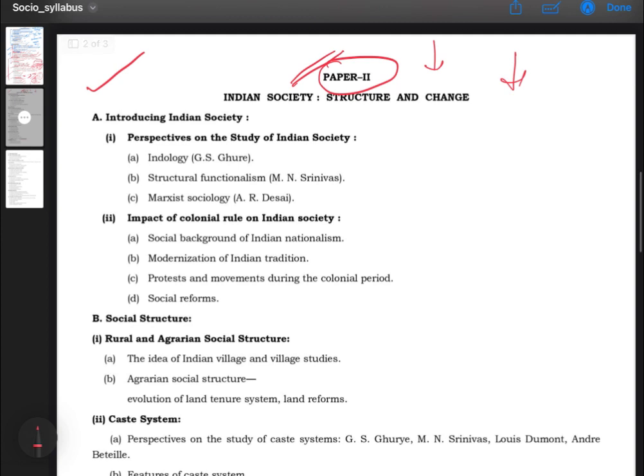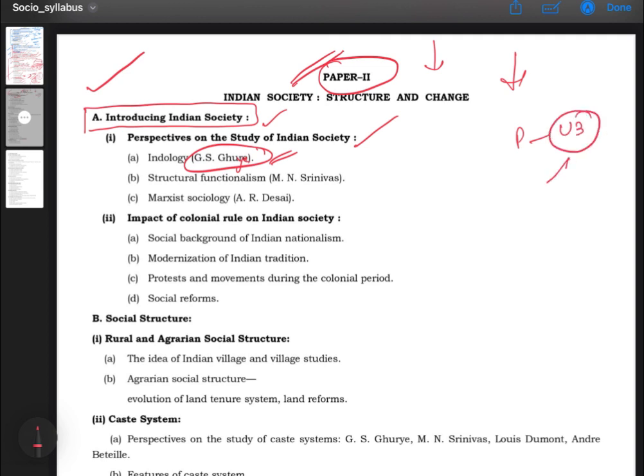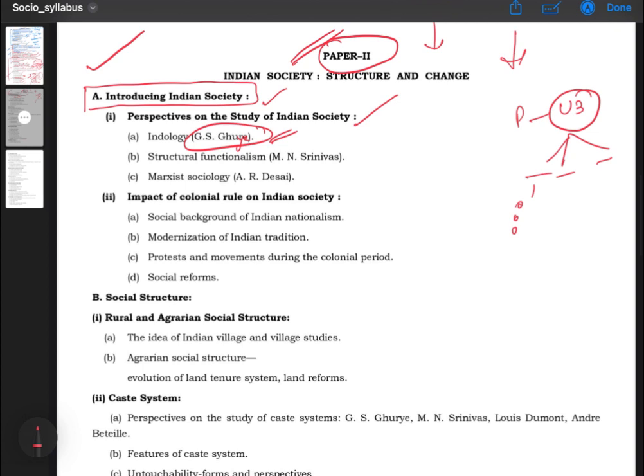So, paper 2. First of all, we will be studying how sociology has emerged in India. Who is the father of sociology? G.S. Ghurye is referred to as the father of sociology. Actually, paper 2 is divided into 3 units, but those 3 units are further divided into many chapters, and then each chapter has many subtopics. So this is the way paper 2 is organized.